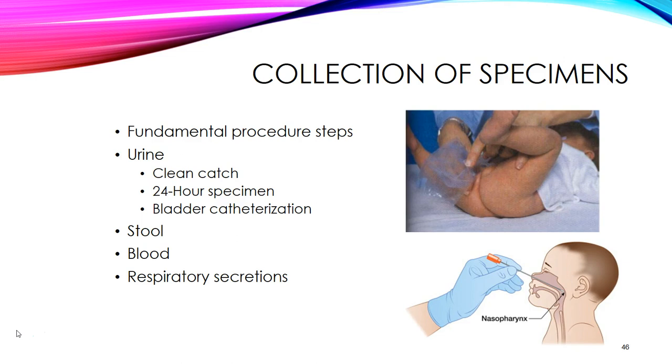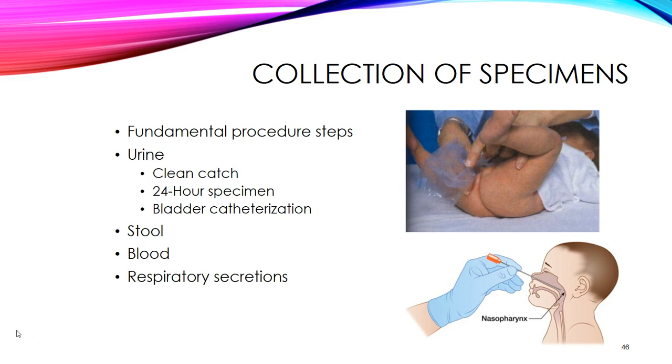So collection of specimens is a little bit different in a couple of ways. Collecting blood and stool and respiratory secretions are no different than adults. The one you see down at the bottom, the nasopharyngeal swab, we'll use that for flu as well as RSV, and a lot of times you can do it off the same swab. Those of you that have had a flu test done, you know exactly what it's like, and it's no different in children. Urine is the one I really want to point out that's different.